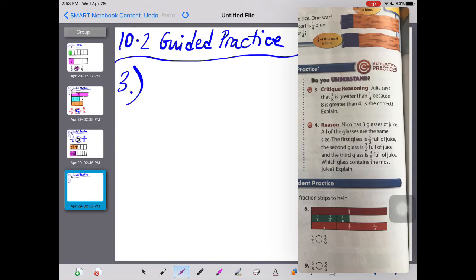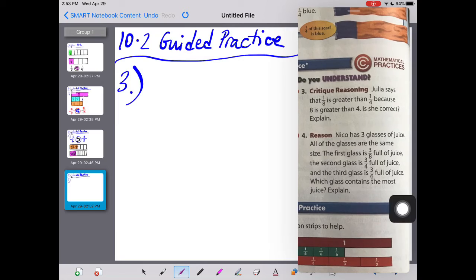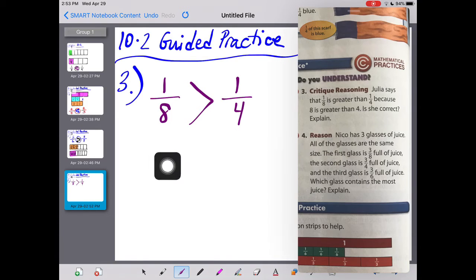For number 3, you're asked to critique someone's answer. Make sure, see, do you agree or not agree? And so for number 3, it says that Julia says that 1/8 is greater than 1/4. And her reasoning is that it's because 8 is greater than 4. Is she correct?